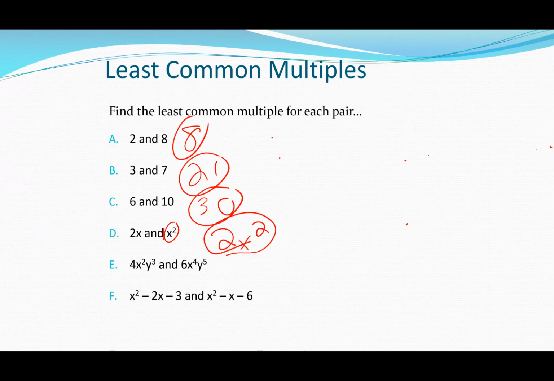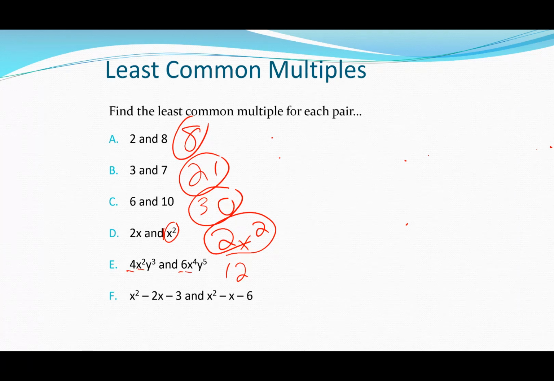So for 4x squared y to the third and 6x to the fourth y to the fifth, look at the numbers 4 and 6. The smallest common multiple they have is 12. 4 can be multiplied by 3 to make 12. 6 can be multiplied by 2 to make 12. So between 4 and 6, the least common multiple would be 12.